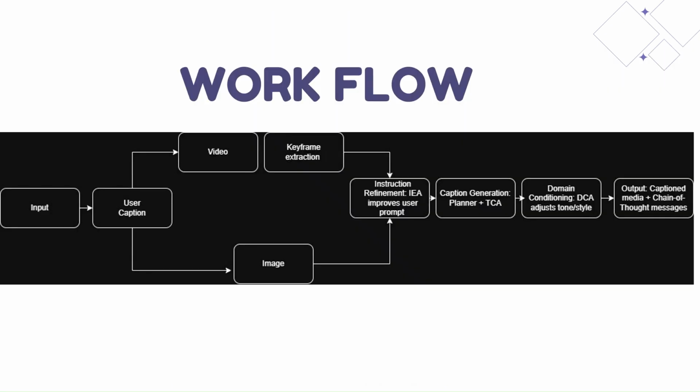This is the workflow of our project and it is actually very simple. So first we begin by giving an input, that is the user's simple caption. And if the type of input is video, keyframe extraction is done. And if the type of input is image, it is directly sent to the next step. So here, first of all, instruction refinement is done to improve the user prompt. And then caption generation planner is used, that is the agent. And then we can use domain conditioning, which adjusts the tone or style. And finally, we get the output, that is captioned media plus chain of thought messages.